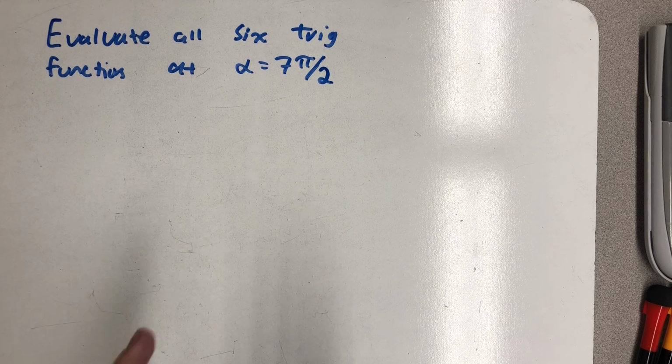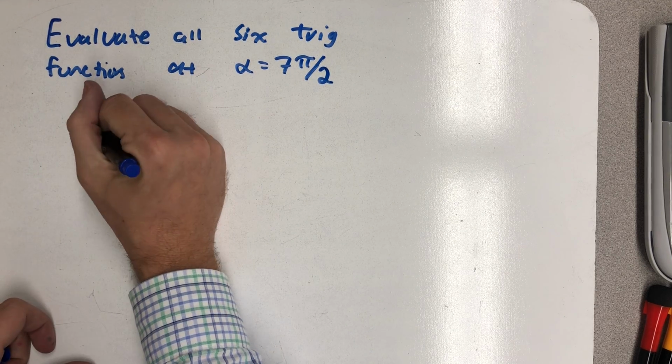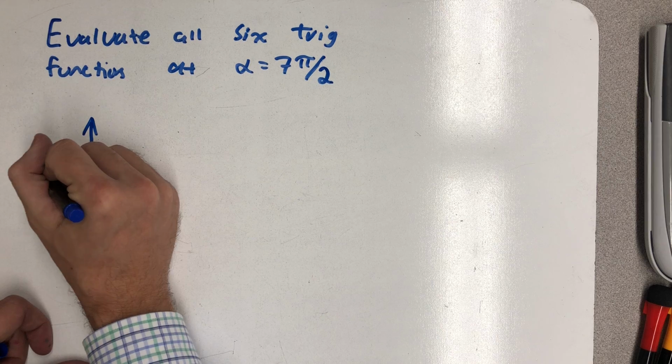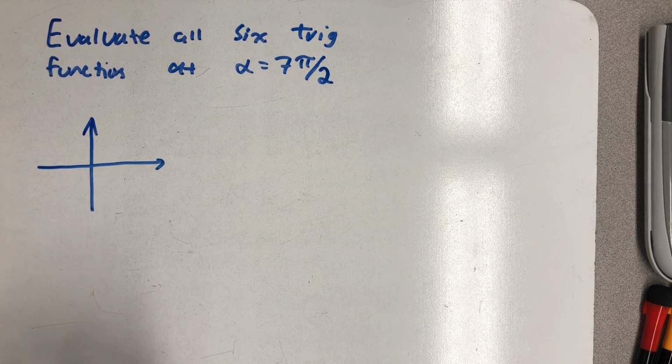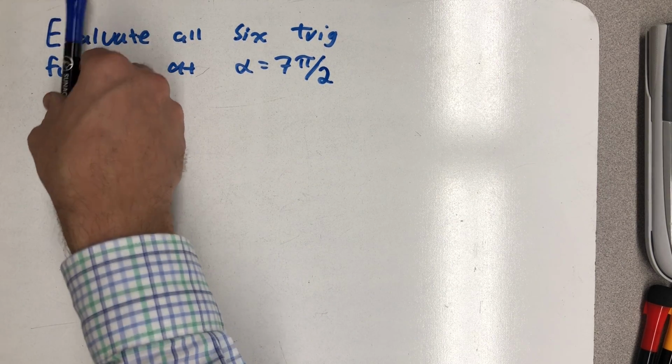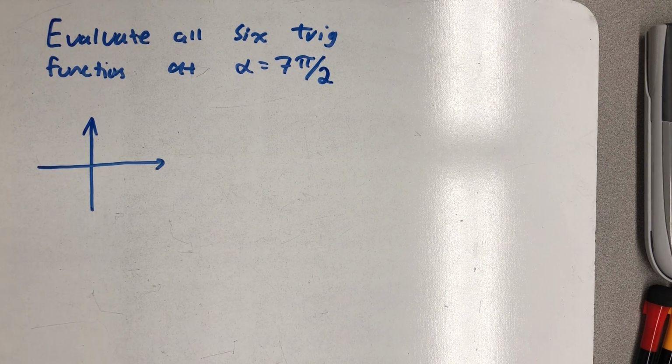Let's evaluate all 6 trigonometric functions at the angle alpha equals 7 pi over 2. Well, the pi over 2's, I know there's really only 2 possibilities for that. It's either an angle with this terminal side or an angle with this terminal side.